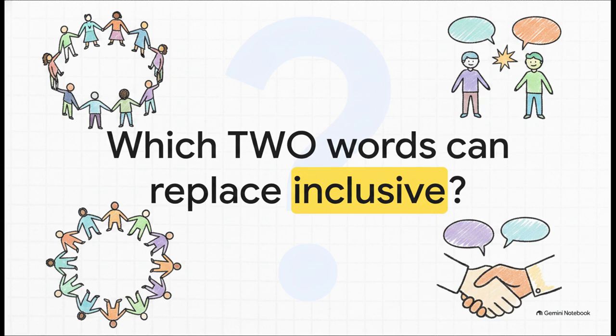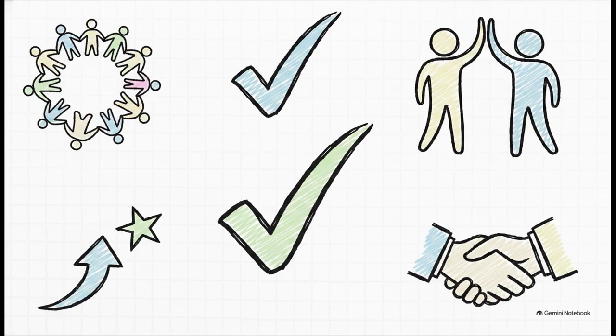Question 2. They quarreled over the referee's call. Which 2 words can replace quarreled over? Is it A, argue over, B, dispute, C, agree on, D, reconcile, or E, cooperate? Take a mental pause right now and lock in your choices. All right, let's see how you did.